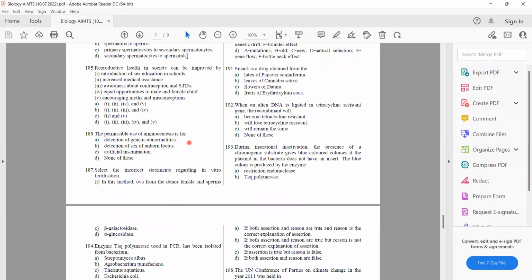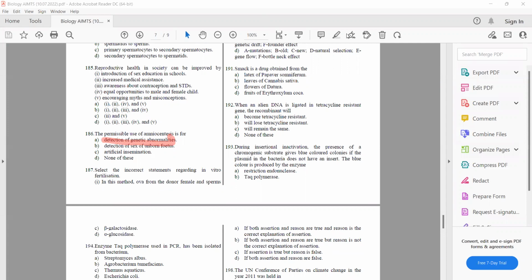186. The permissible use of amniocentesis is for detection of genetic abnormalities. So when we talk about amniocentesis, it is actually banned for sex determination, right? It is permissible to detect the genetic abnormalities. And select the incorrect statement regarding in vitro fertilization.